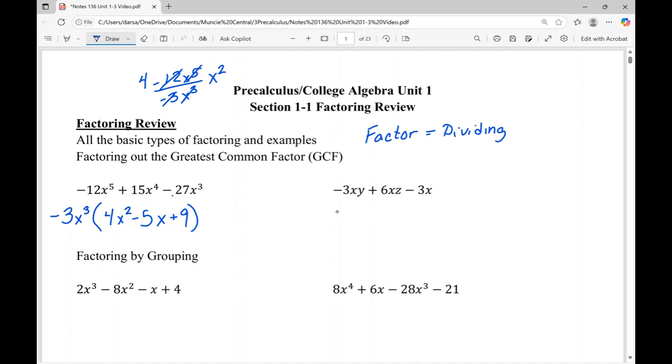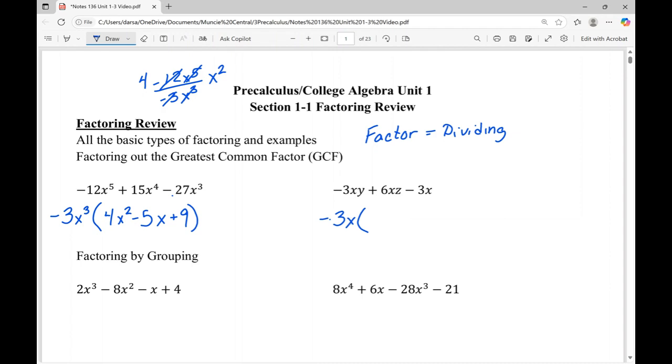What do all of these have in common as far as numbers? Well, they're all divisible by 3. We see that the lead here is a negative, so we're going to take a negative out to make our lives easier. And then you ask yourself, what do all of these 3 things have in common? Well, they have an x. Okay, remember, factoring is dividing. So when negative 3 is divided by negative 3, that's 1. So it's an invisible 1. We can keep it there.